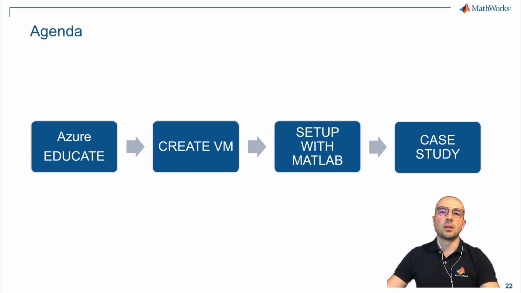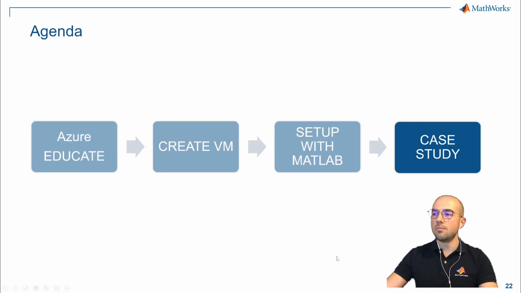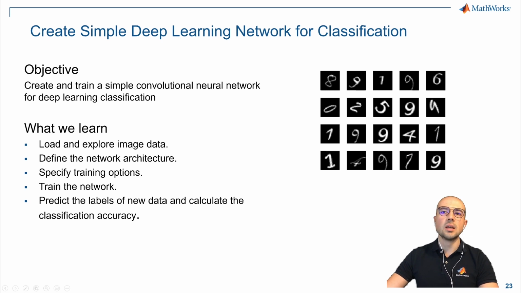Okay, so now I want to show you one case study that, in my opinion, can be very interesting and challenging because it's one of the most computationally intensive tasks. In particular, this is a neural network problem. We would like to create a simple deep learning classification network that can identify a number and then give you as output the real number as an integer. Okay, so we want to create a convolutional network.